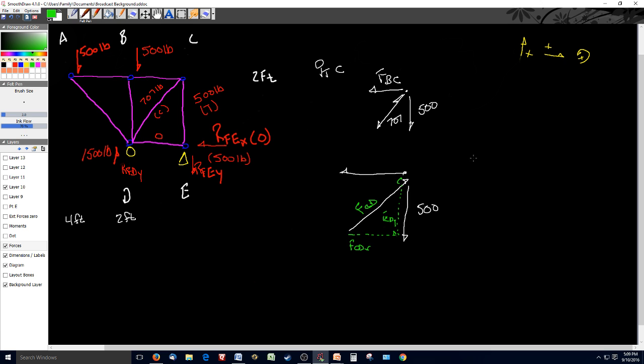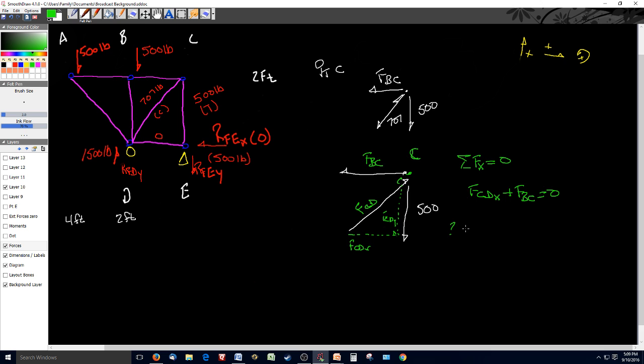So in our X direction now, you can say the summation of the forces in the X direction has to be equal to 0. Otherwise, my point C would be moving. So what do I have in my X direction? I've got FCDX plus FBC has to equal 0. Well, the question is, what is FCDX?